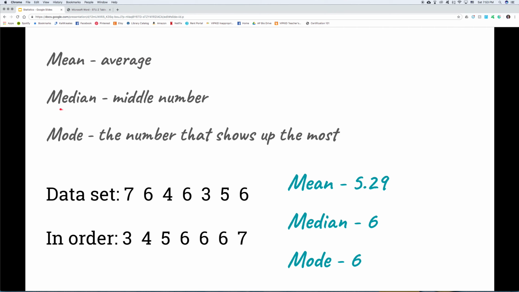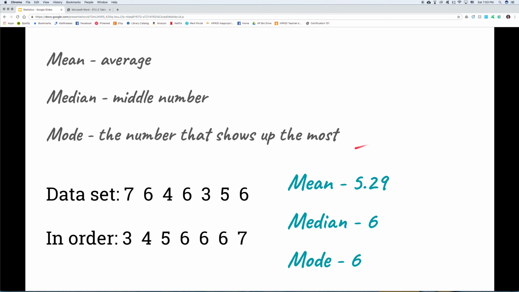The median is the middle number of your data. So if you put all the numbers in order like this, you're just going to find the middle number. So that's the 1, 2, 3, 4, this. So 6 is our median.